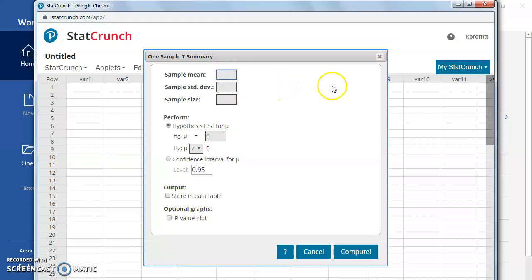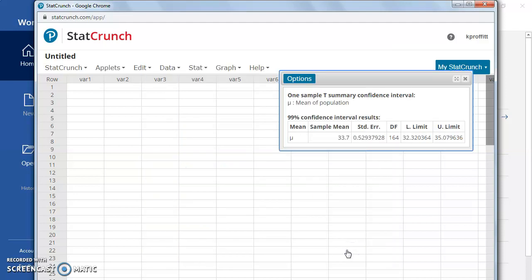My sample mean for this problem was 33.7, so you just type that in. The sample standard deviation given in the problem was S, or 6.8. The sample size n was 165. Okay, and we don't want to perform a hypothesis test. We want to compute the confidence interval for mu. So we're going to click this button, and the confidence level that they wanted us to choose was 99%, so we'll type in 0.99.